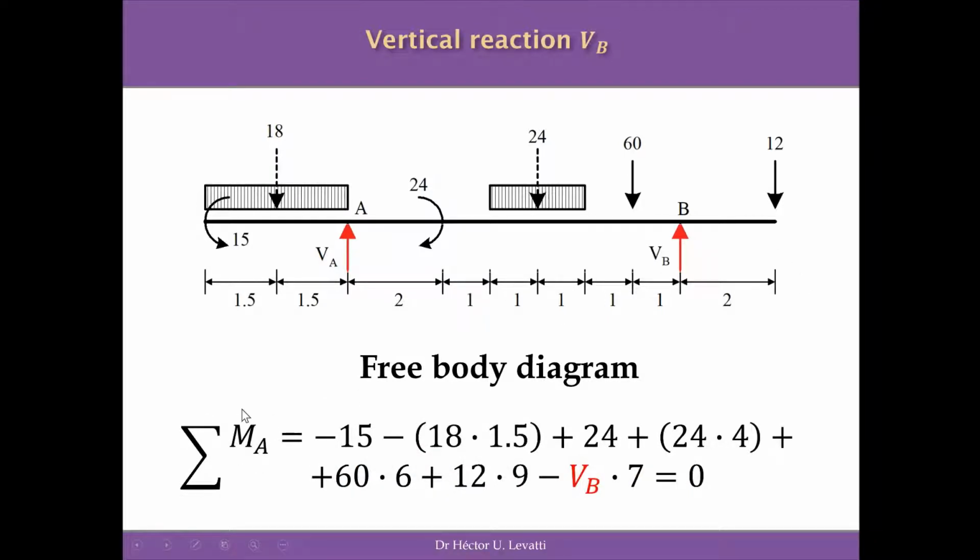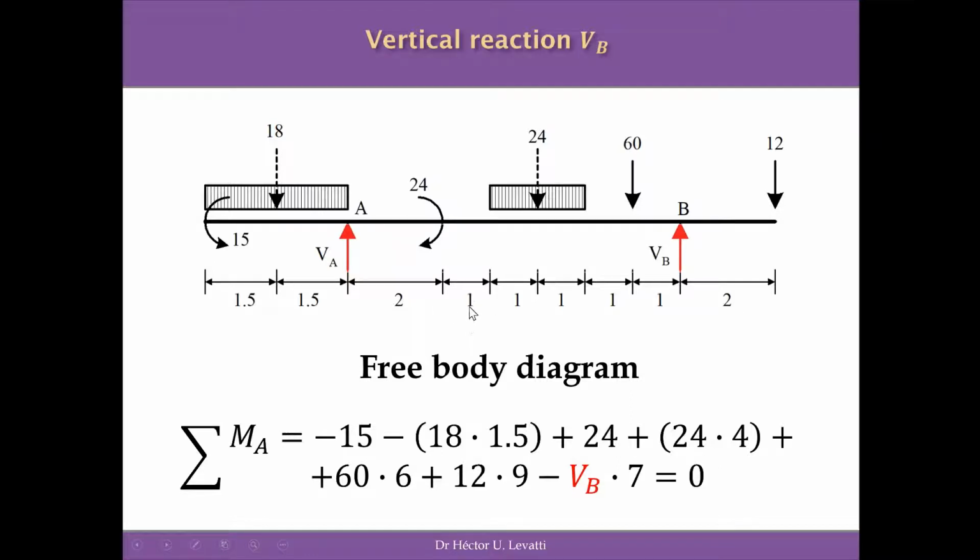So the summation of moments around the point A then is minus 15, the anti-clockwise punctual moment applied in here, minus 18 times 1.5, negative because it's anti-clockwise as well, plus 24 kN per meter, this concentrated moment applied at this position, plus 24 times 4, which is the moment of this equivalent load of the second UDL, multiplied by 4 meters, the distance to A, plus 60 kilonewtons times 6, because 6 meters is the distance from 60 kilonewtons to the point A, and it's positive because it's clockwise, plus 12 kilonewtons multiplied by 9, the distance from 12 kilonewtons to A.